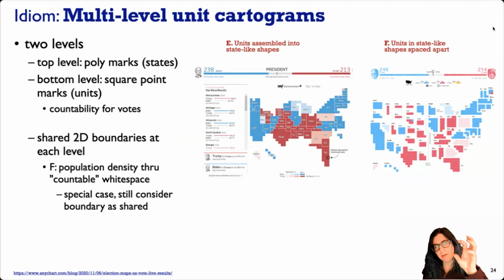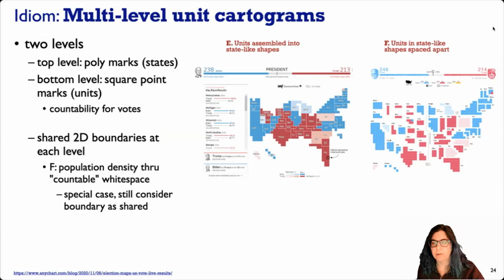So the top level has these polymarks, but the bottom level has unit marks. It has these uniformly shaped squares. And what that gives you is countability. In this case, what they're showing is votes. So by having these unit marks as the lower level structure and the state polys as the high level structure, you're able to actually literally count things like votes. And like the other cartograms, these also have shared 2D boundaries.